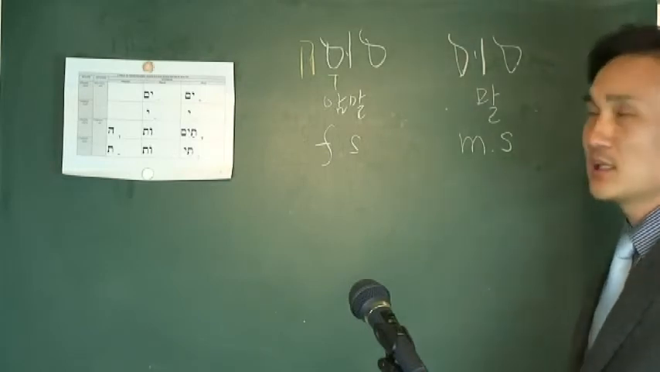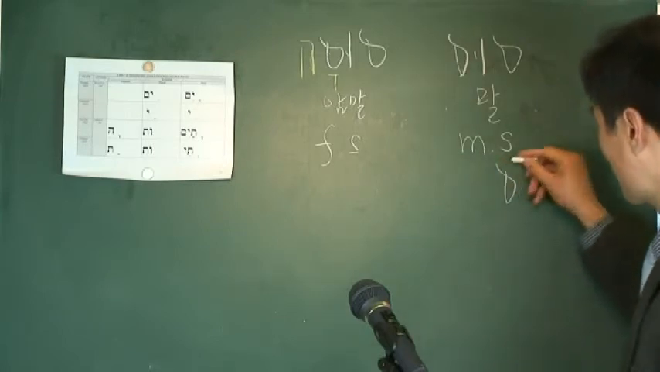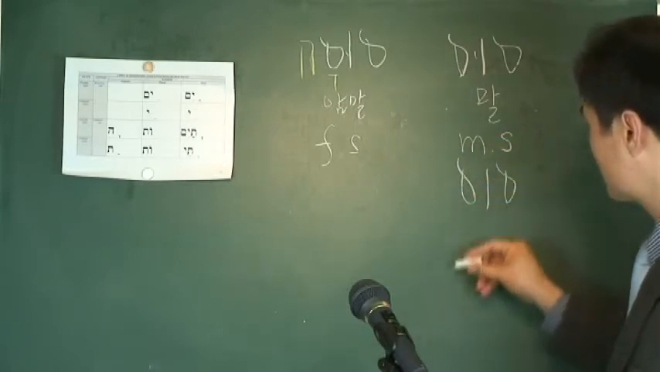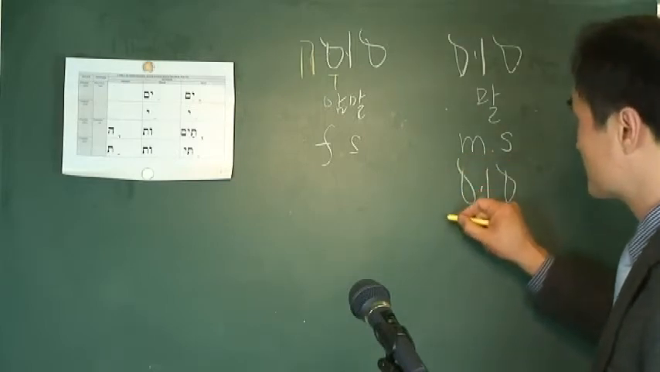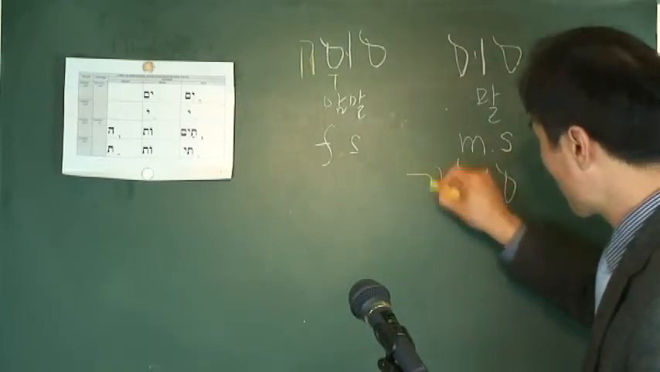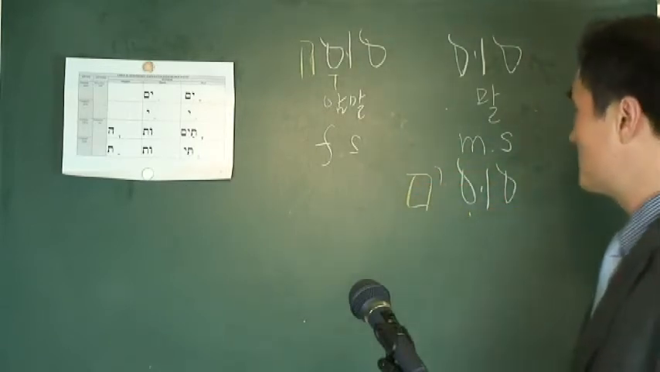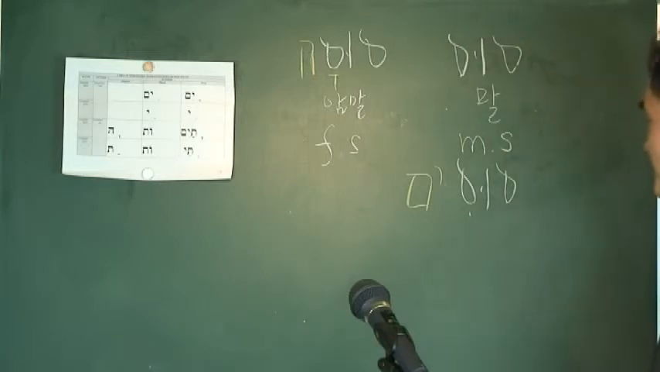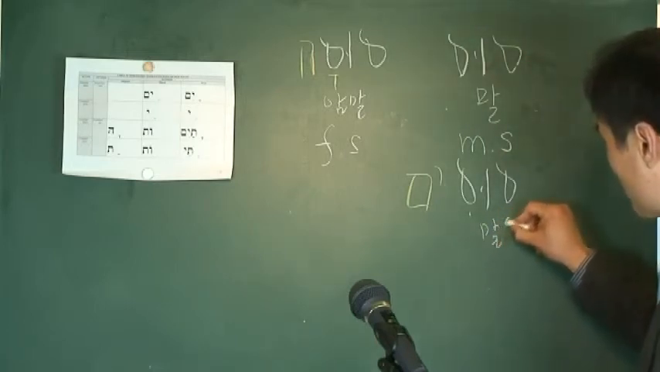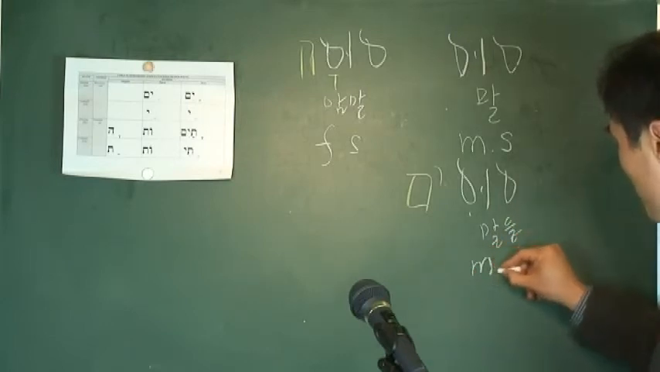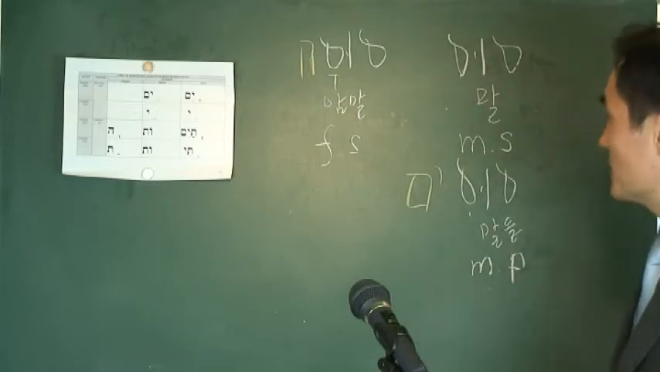To make the masculine singular into a plural form, we would add the ending im. Hirek, yod, mem. This would be a masculine plural form meaning horses.